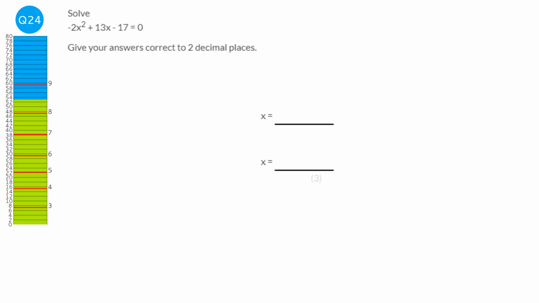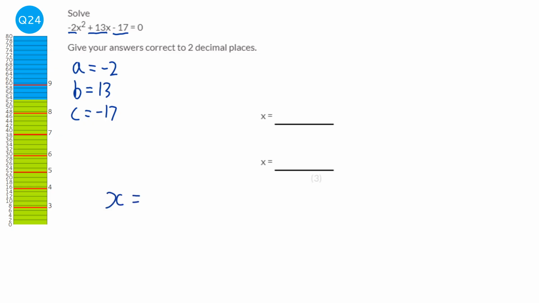Now this question is on the calculator paper, so we know we're going to be using the quadratic formula because it asks us to leave our answers to 2 decimal places. So for the quadratic formula, we need to work out what a equals, what b equals, and what c equals. Now a is the number before the x squared, which would be -2. B is the number before the x, which would be 13, and c is the number on its own, which would be -17.